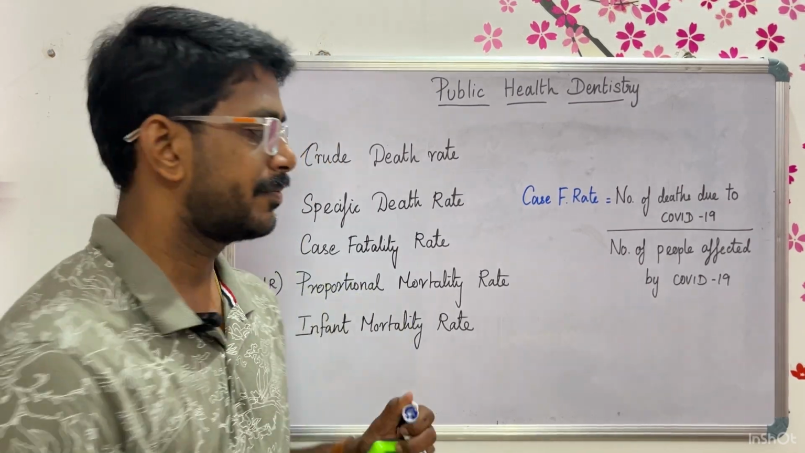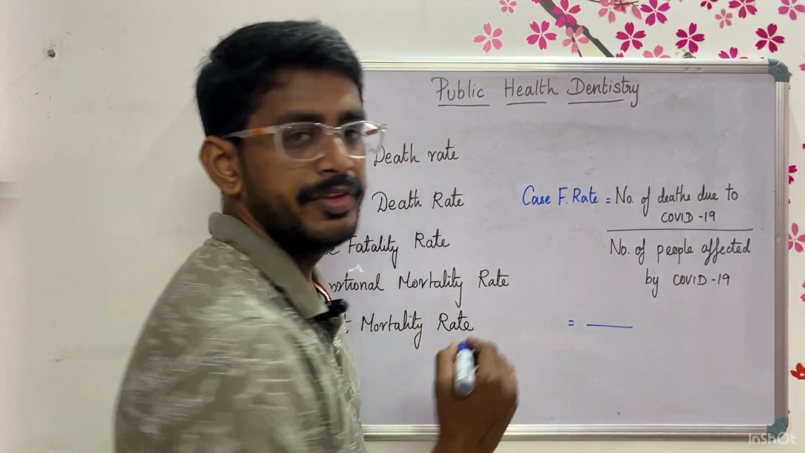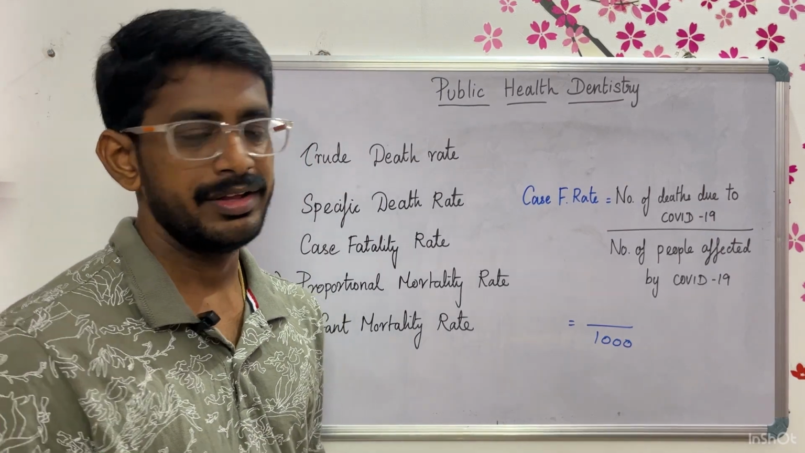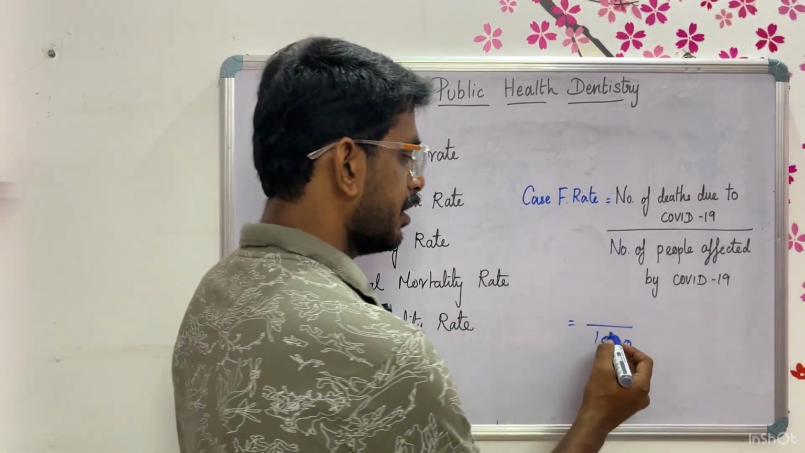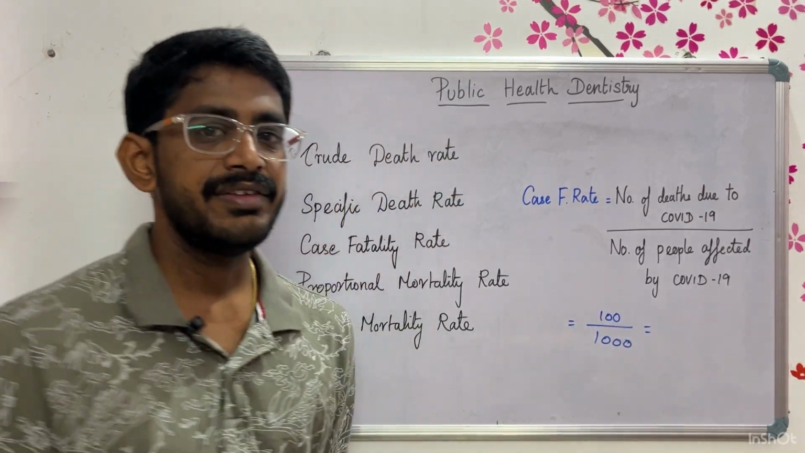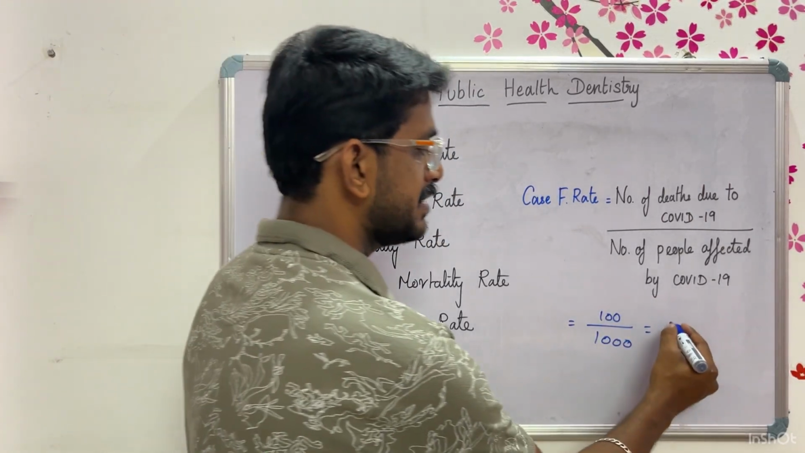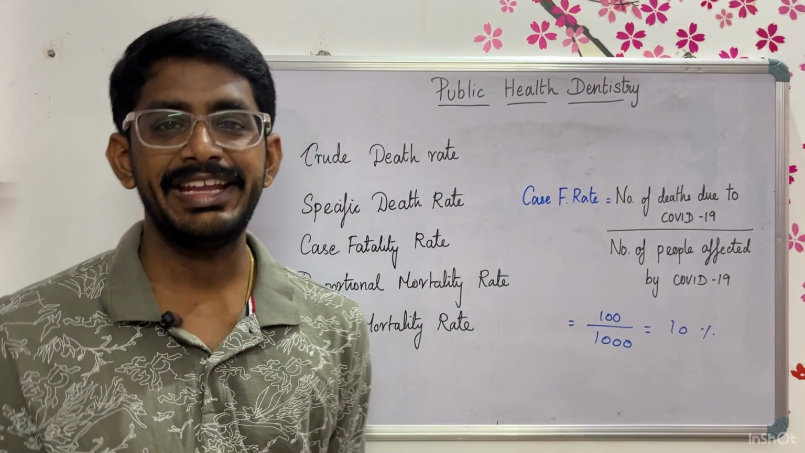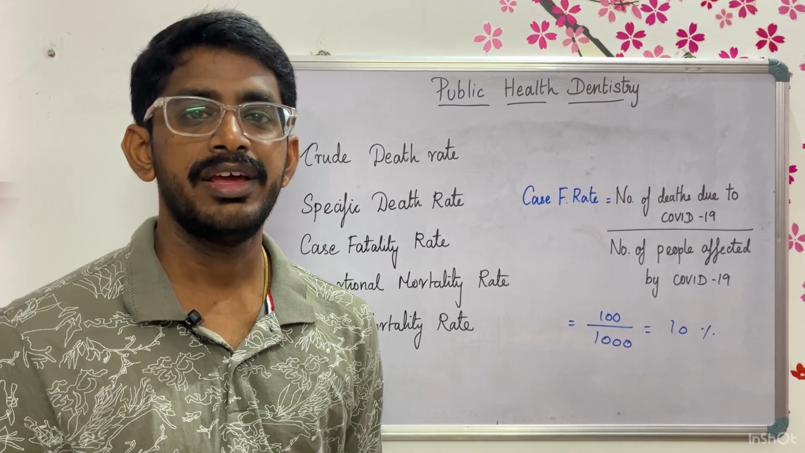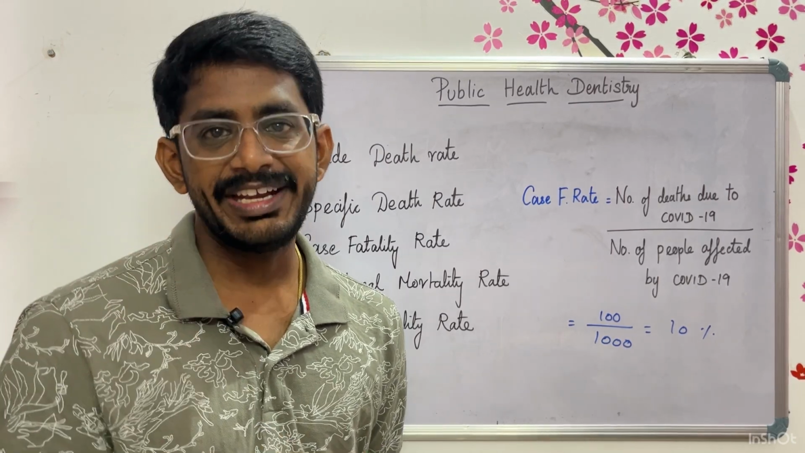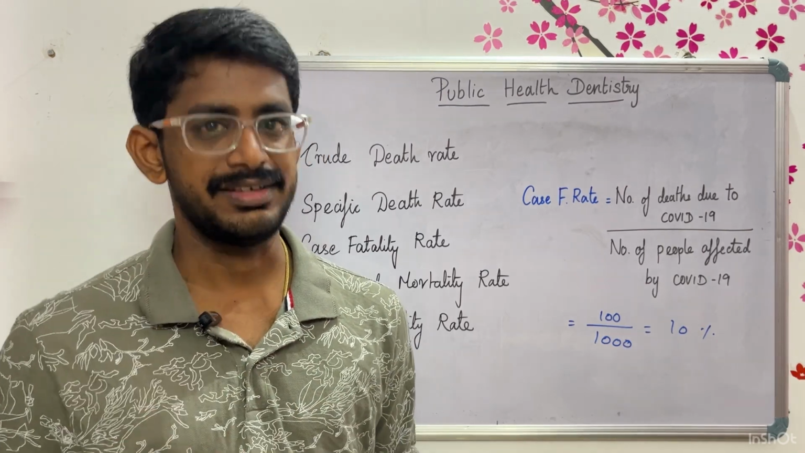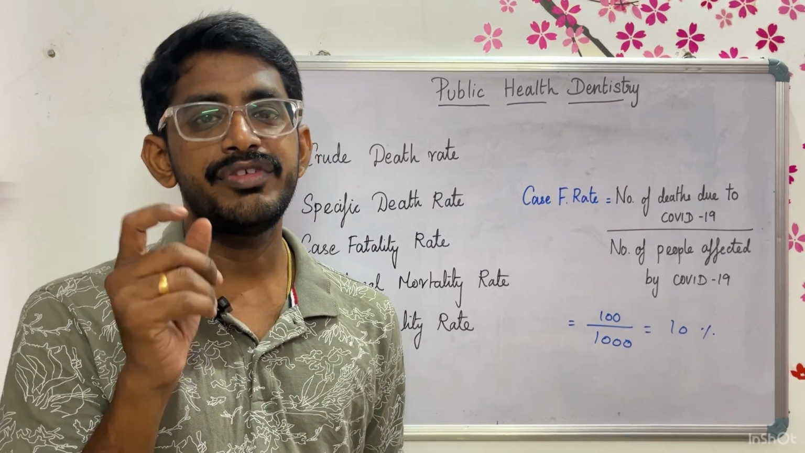So imagine there were 1,000 people who were affected by COVID, and out of these 1,000 people, 100 people die eventually. So what does this mean? It means COVID-19 kills 10% of its patients. The disease is so fatal in a way that it kills 10% of the people who are affected by it. So that refers to the killing power.